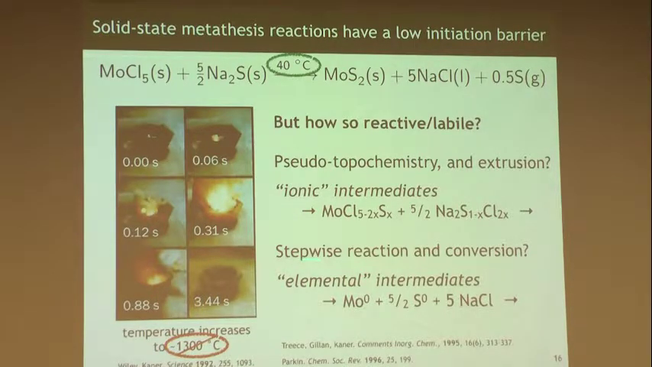Or is it something completely on the other end of the spectrum, where you're getting stepwise conversion to elemental intermediates? These are just hypotheses, right? This could go all the way to molybdenum 0 nanoparticles and sulfur 0 nanoparticles, which are then highly reactive because they have so much surface area, and then they react. I don't know what the answer is. But I think with modern X-ray science, we could probably actually study this, even in only 0.9 seconds.